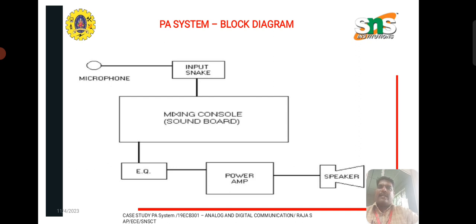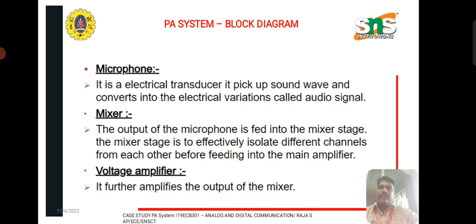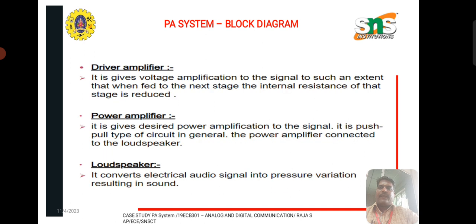So here we see the applications of feedback. How are the individual parts working? Microphone: it is an electrical transducer. It picks up sound waves and converts them into electrical variations called an audio signal. The mixer: the output of the microphone is fed into the mixer stage. The mixer stage effectively isolates different channels from each other before feeding into the main amplifier. Then the voltage amplifier further amplifies the output of the mixer.